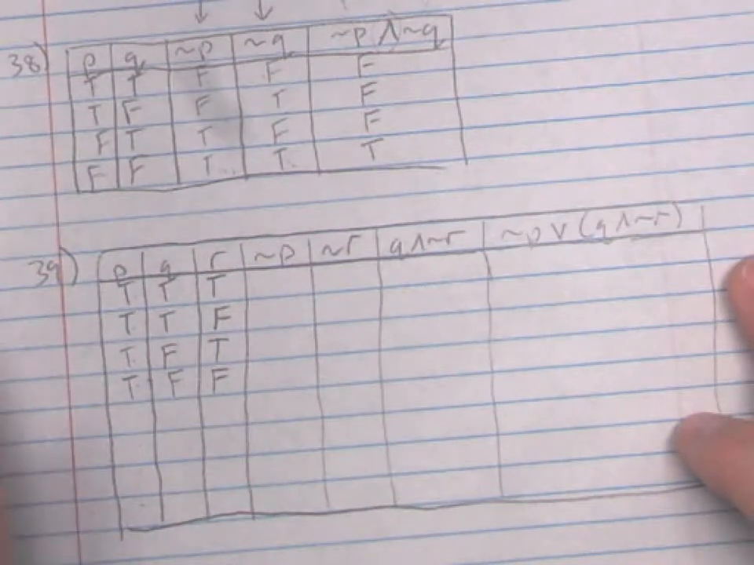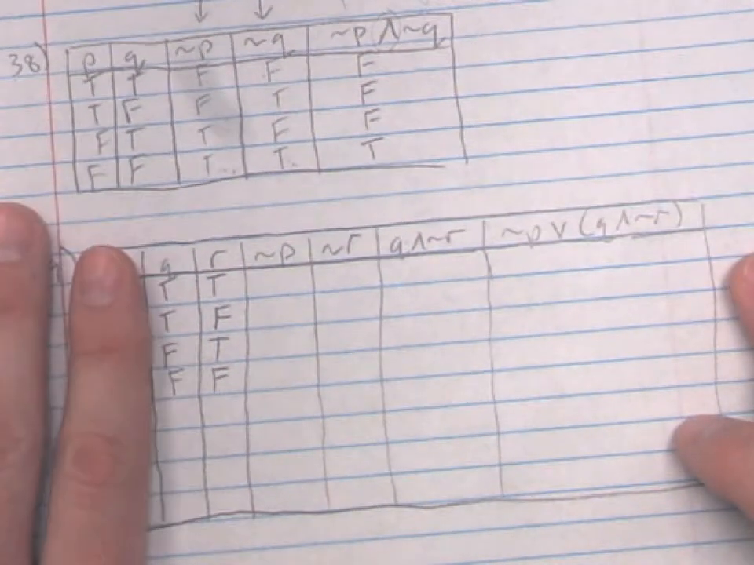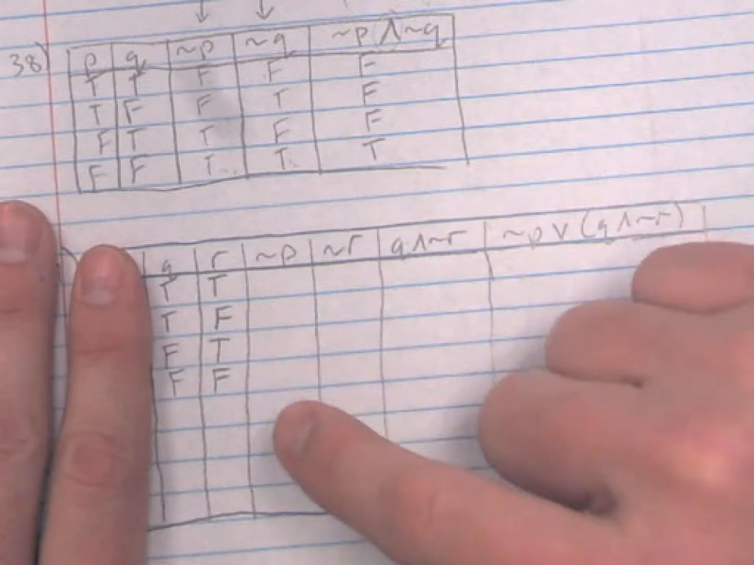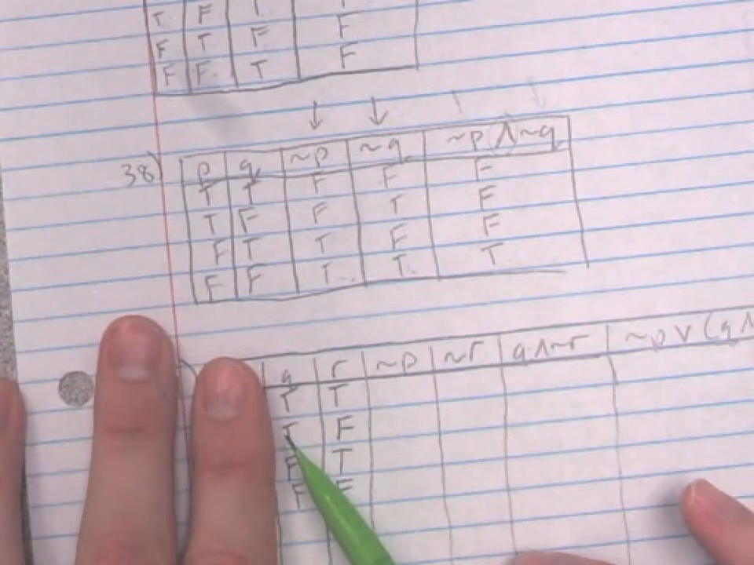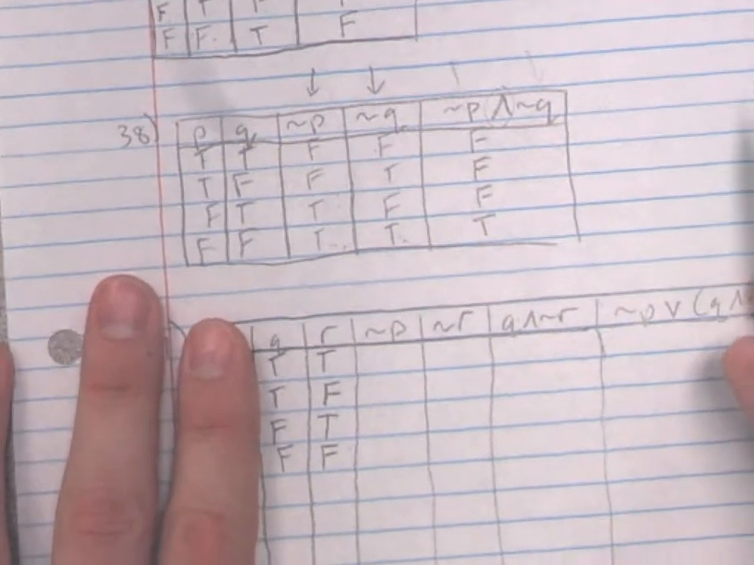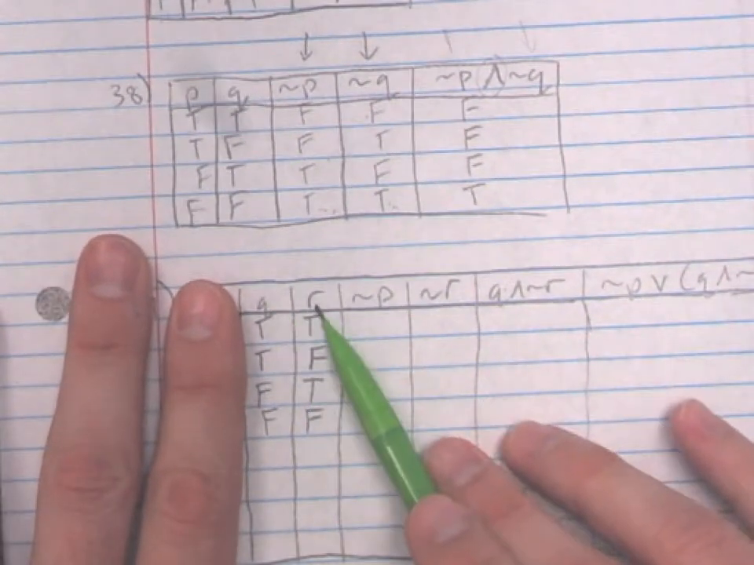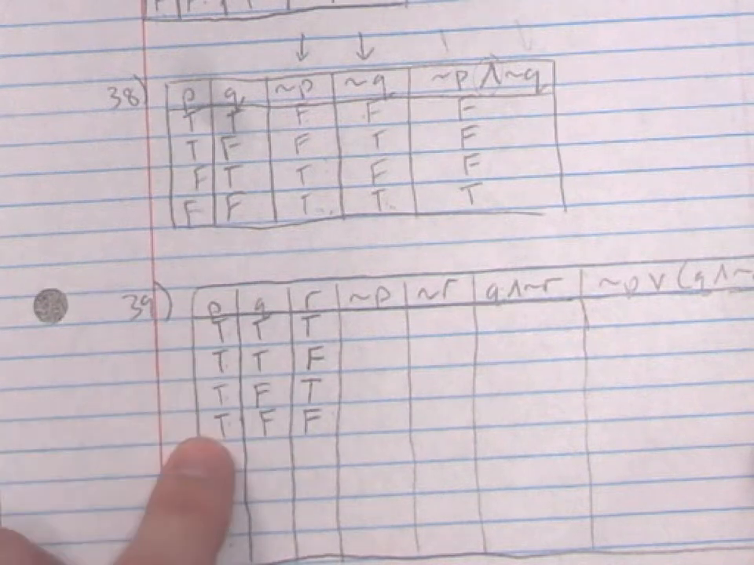So basically, think of it this way. Here's a Q and an R. T, T, T, F, F, T, F, F. T, T, T, F, F, T, F, F. Those are all the different possibilities for Q and R when P is true.